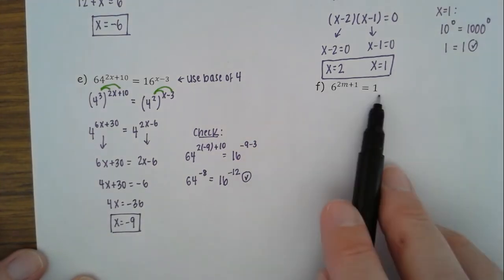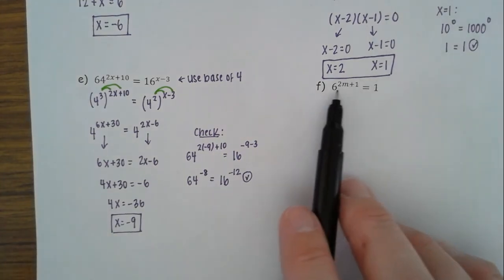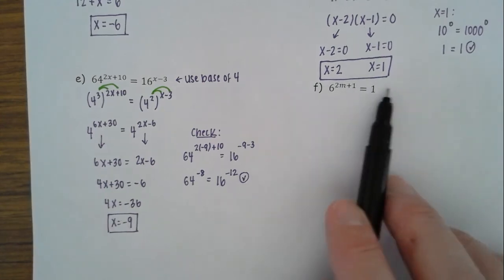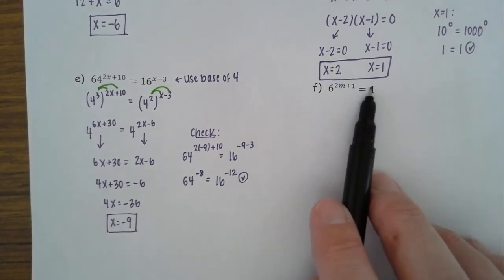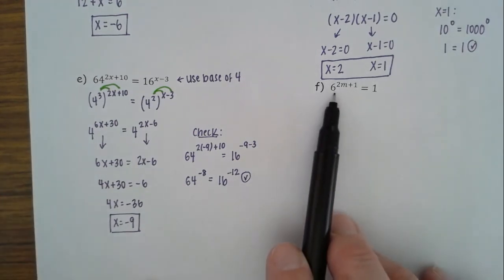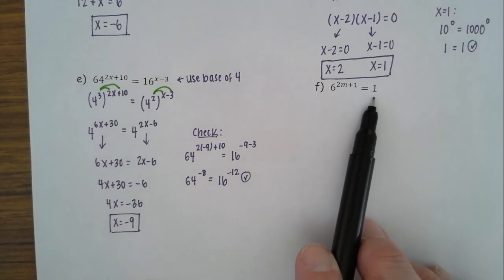And then the last one's a little bit tricky because you'll notice that we have a base of 6 on the left-hand side, but on the right-hand side, we just have a 1. But remember, in order to use the property of equality, we want to make sure that the base on the left-hand side is the same as the base on the right-hand side. And it's got to be a base that's bigger than 1.